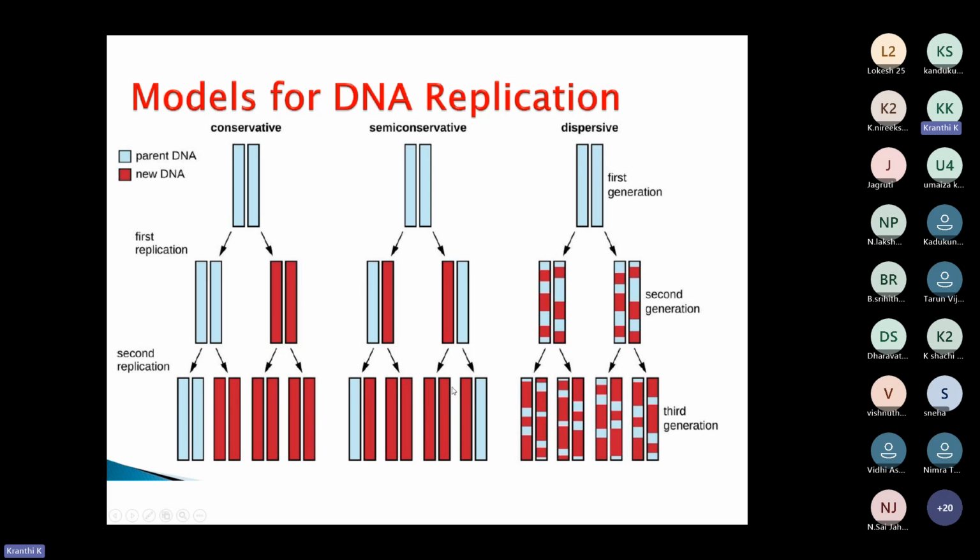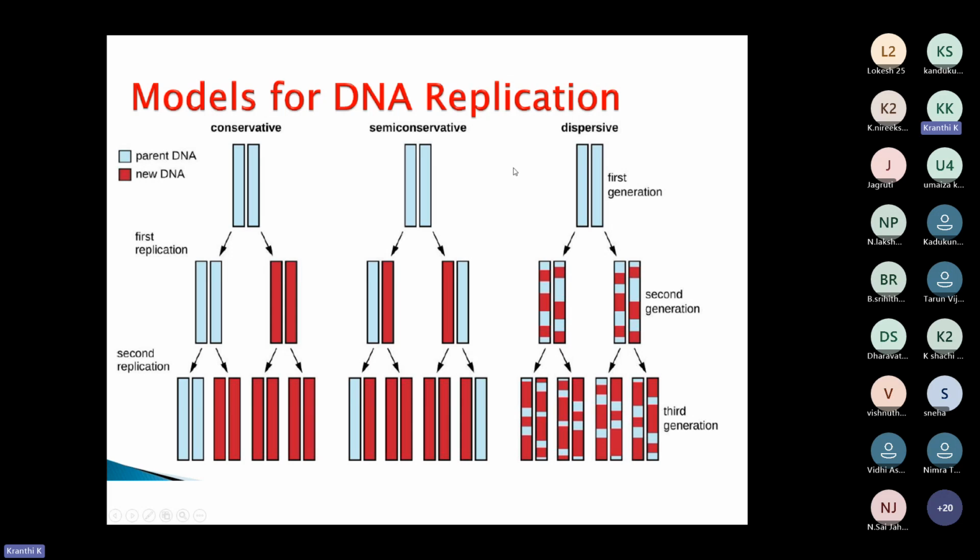Okay, so out of four here, in the second division, the F2 division, two are having two old strands and the other two are having completely new strands. This is semi-conservative. Then this is the dispersive. Dispersive means having both, like this. So dispersive is not correct and conservative also is not correct.